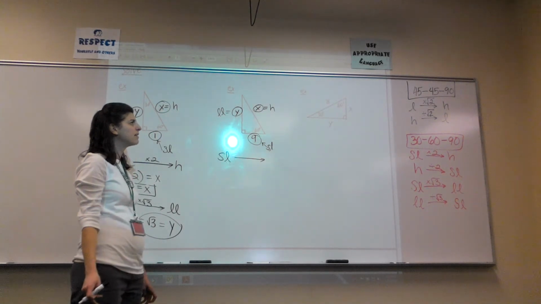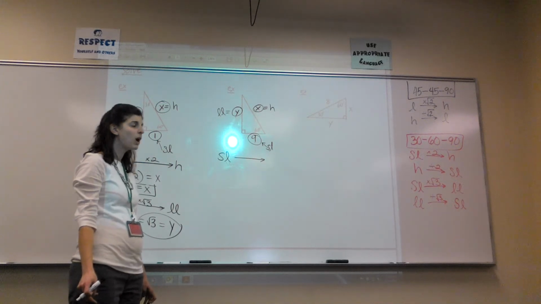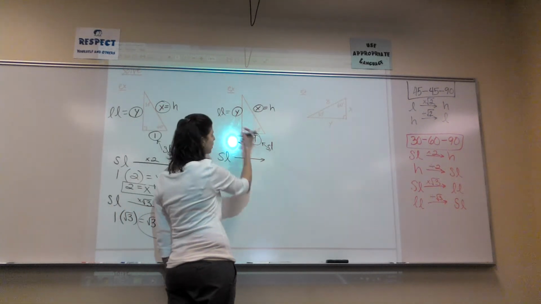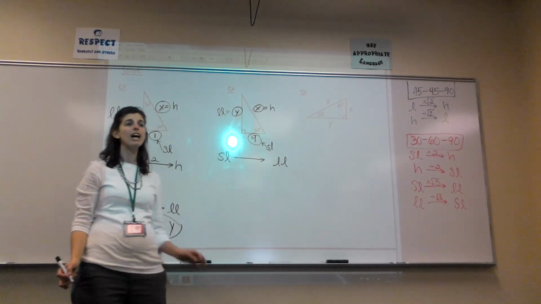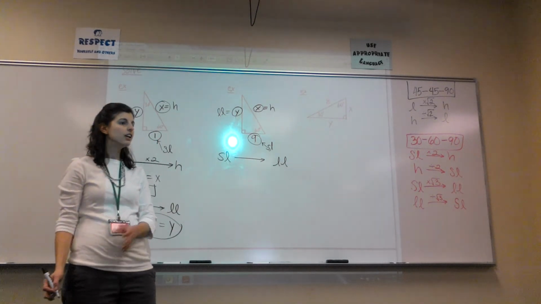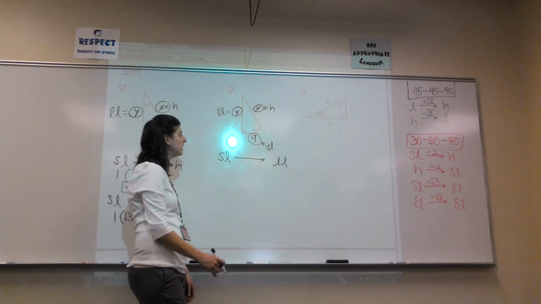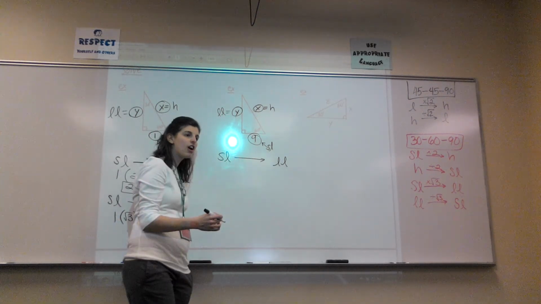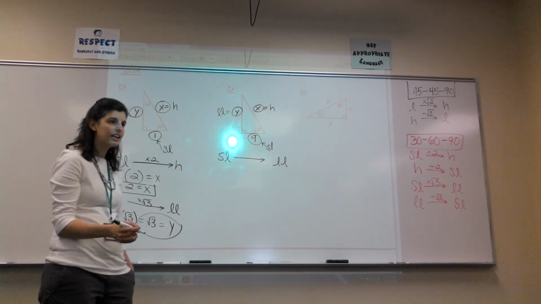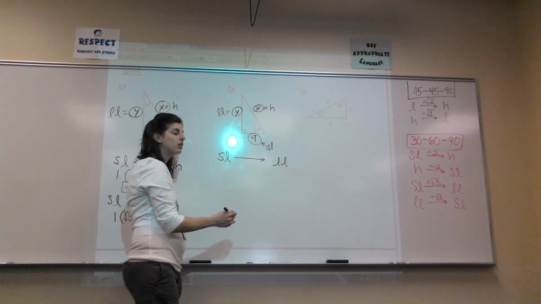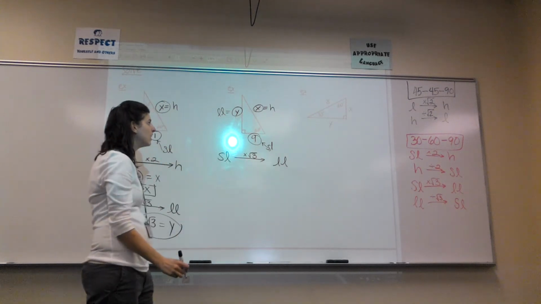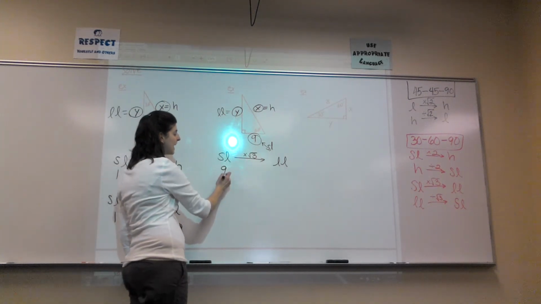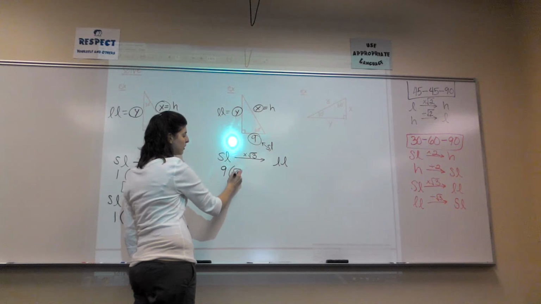Liz, which one do you want to find first, x or y? Y. Okay, to find the long leg given the short leg, it doesn't matter which one you find first. When you have the short leg, you can get to either one. So how do we find the long leg, Liz, given the short leg? What do we need to do? Very good. Multiply by the square root of 3.